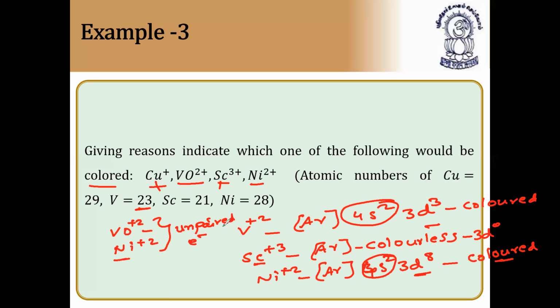So with the electronic configuration only, many questions you can answer in D block elements. That's why the electronic configuration of D and F block elements are most important. You have to learn the atomic numbers of 3d and 4d compulsorily so that you can answer the questions easily. Next question.